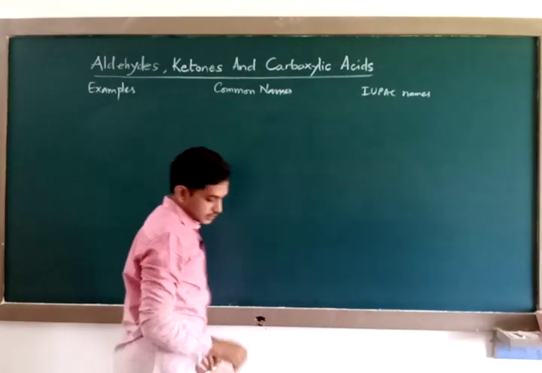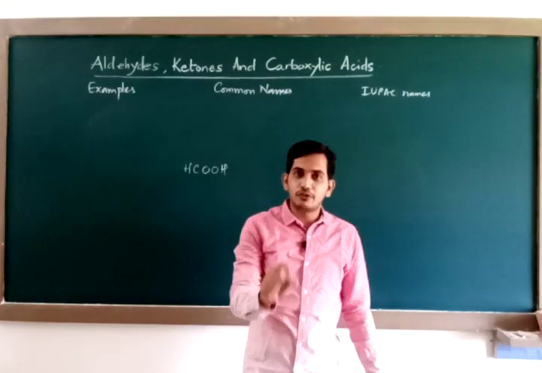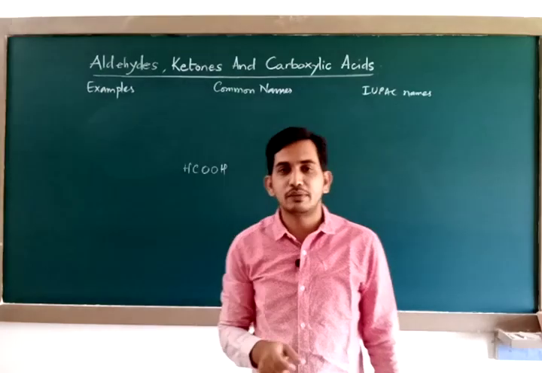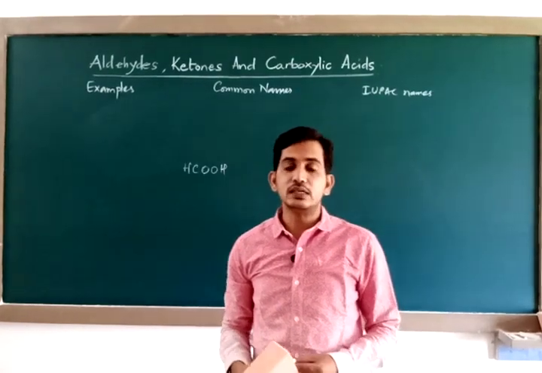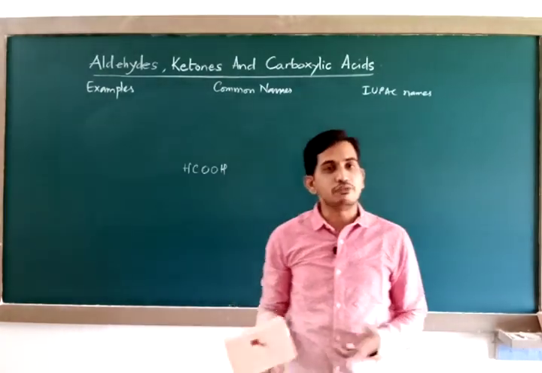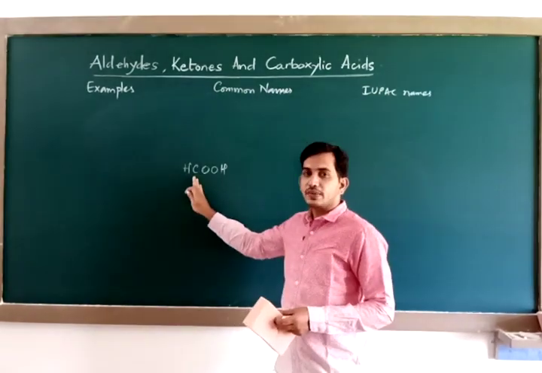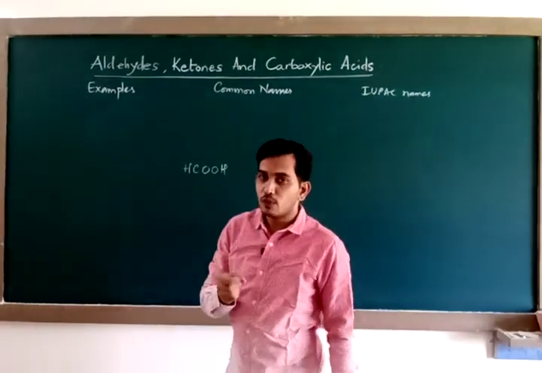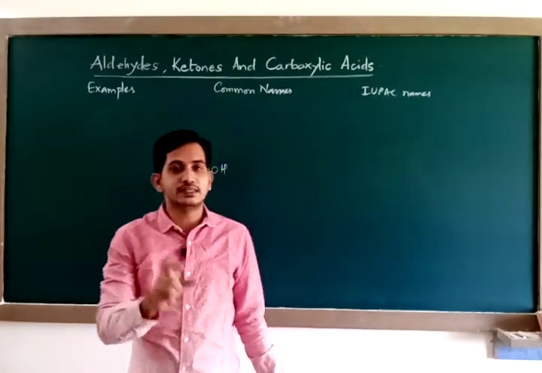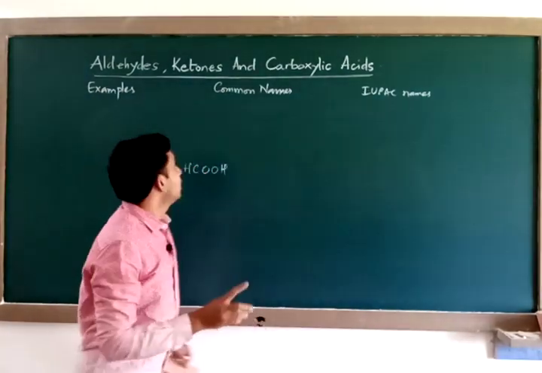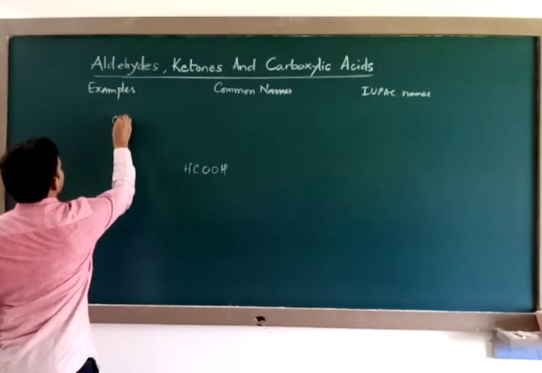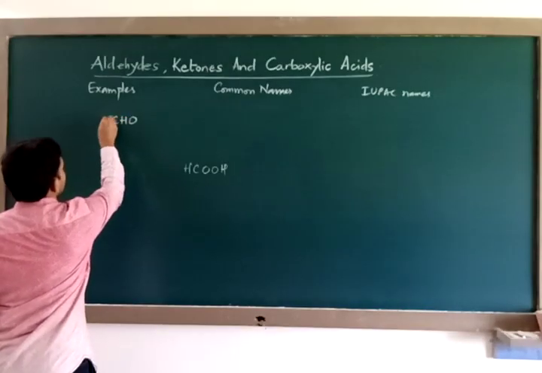This is formic acid. Formic acid is called formic acid because it is obtained from red ants. Red ants are otherwise called formicus in Greek and Latin names. So, from formic acid, the name of the corresponding aldehyde is derived. All aldehydes contain this group as common, that is the aldehyde group.